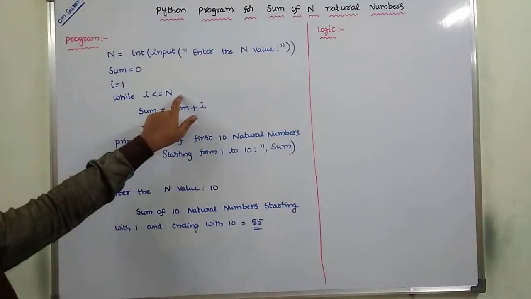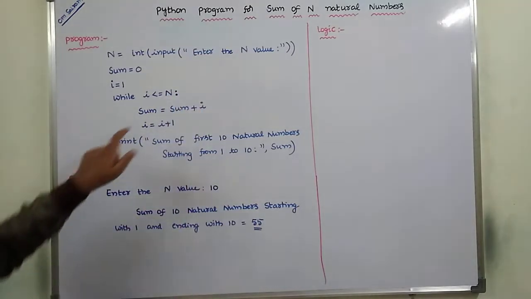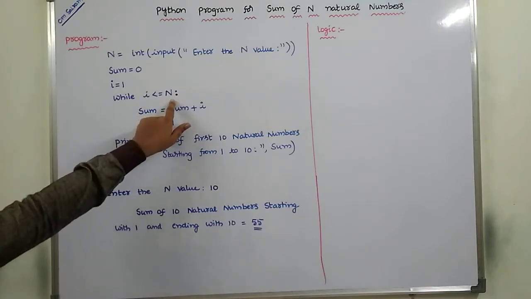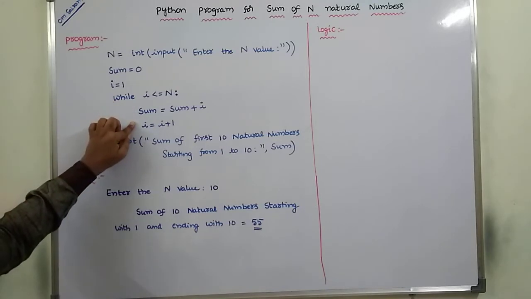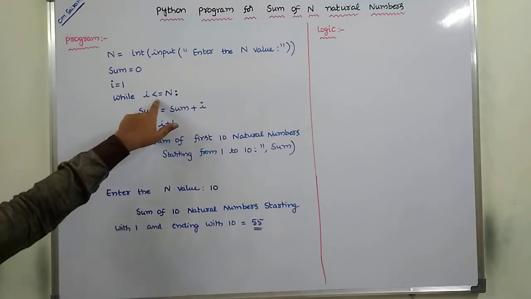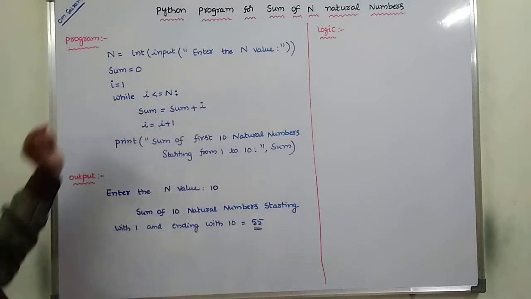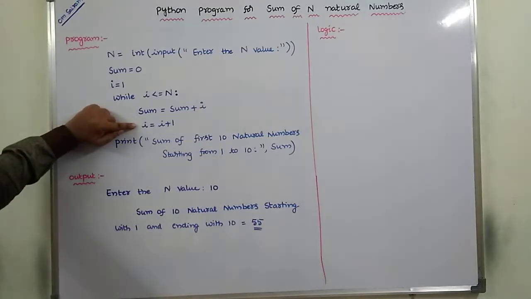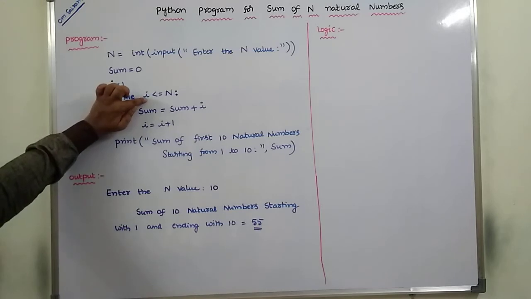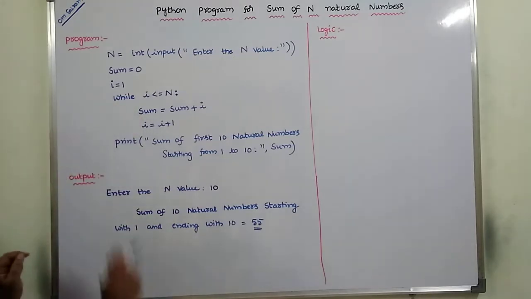While I less than or equal to n, here we have to put colon compulsory. While I less than or equal to n, if this condition is true, then these two statements in the body of the while loop are executed. If the condition is true, then the body of the loop is executed. If the condition is false, there is no execution of the body of the loop. Then the control goes to the next statement after the while loop.